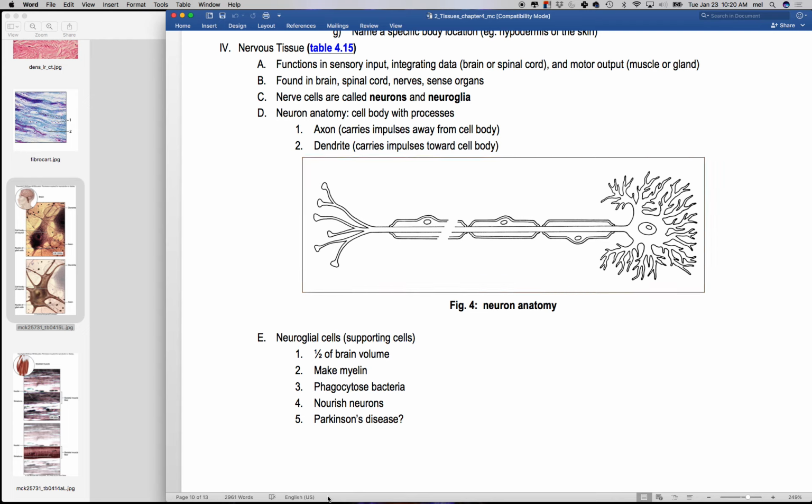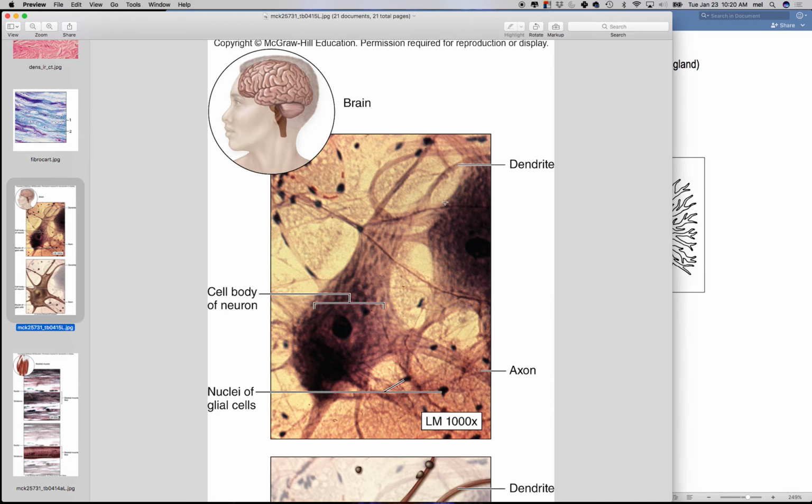The support staff of the neuron. They are way more abundant. They make up half of the brain volume, even though they're not as big. And they are collectively called glial cells. There's actually 6 different kinds of them, but you can't tell the difference right now, so we'll learn the 6 different kinds later, okay? But they don't do nothing.